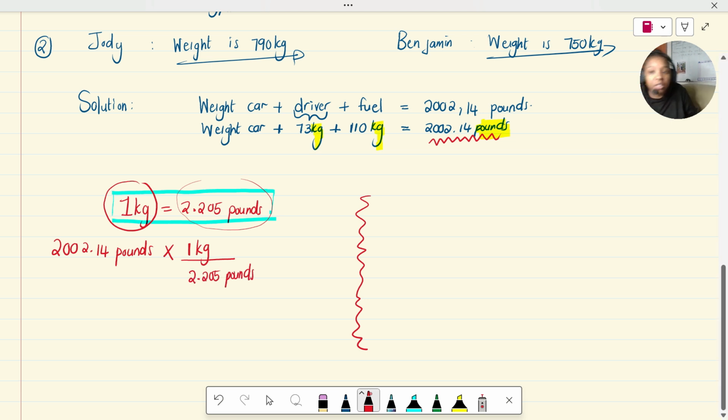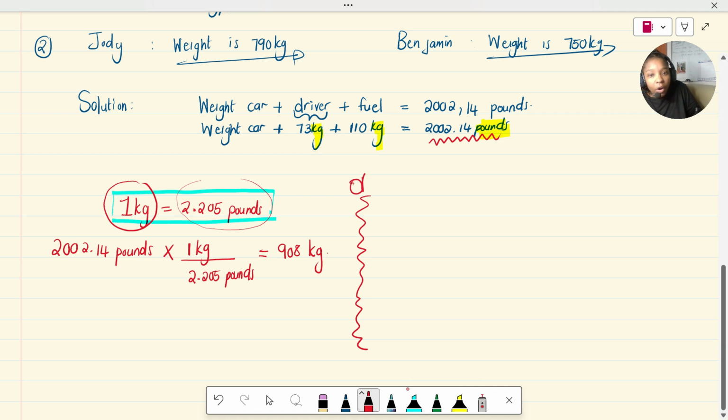So if you multiply by 1 divided by 2.205, that's the same as just saying 2002.14 divided by 2.205. Then you'll get that the total weight of the car plus the driver plus the fuel in kilograms is 908. So that's my method, where you just multiply by what you want, divide by what you have. That's the method that I love using on my channel.